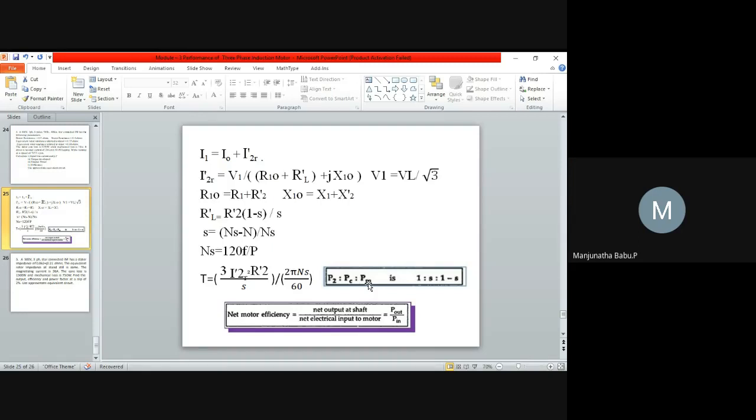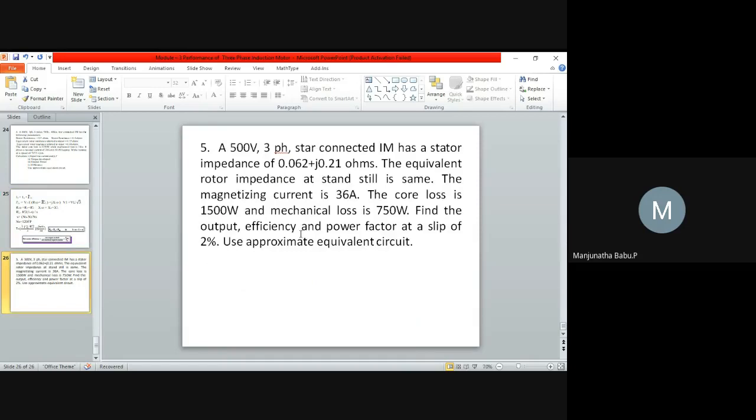So this is how we'll be solving when the equivalent circuit parameters have been given. With respect to that, we'll be finding the efficiency, torque, the rotor losses, input current and the power factor. Similarly, this is another numerical. Here the stator impedance, resistance and reactance are given. Voltage is given as 500 volts, three-phase star connected.